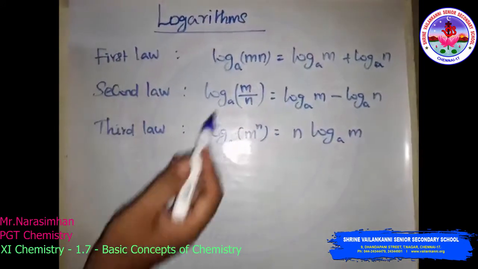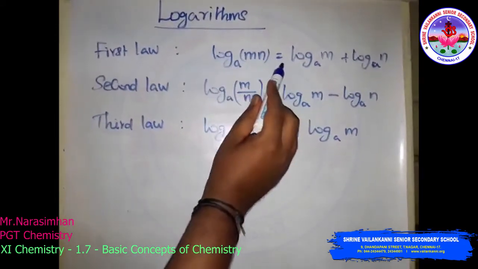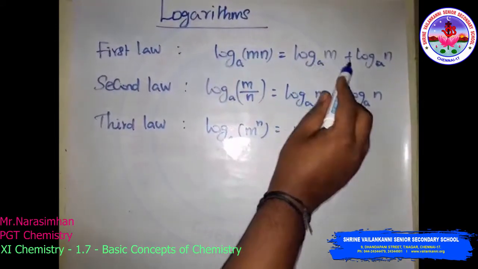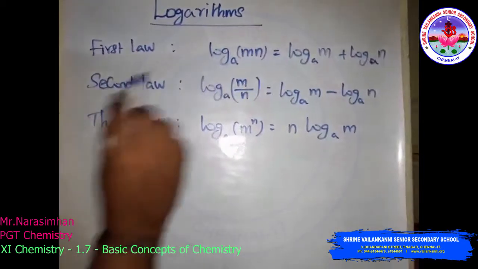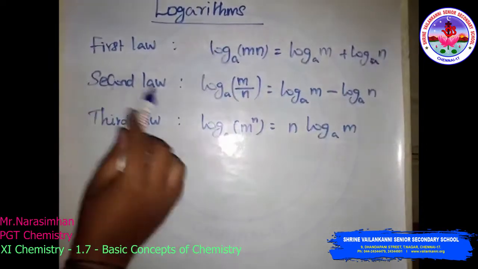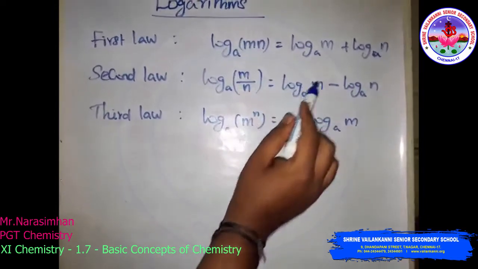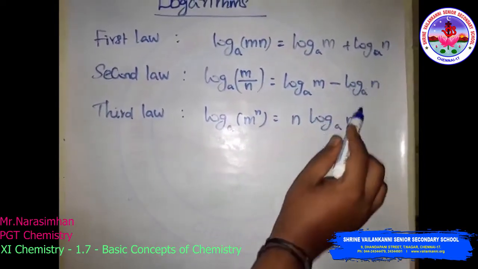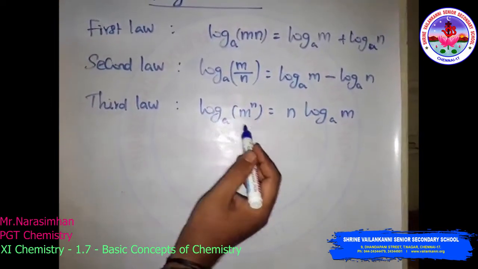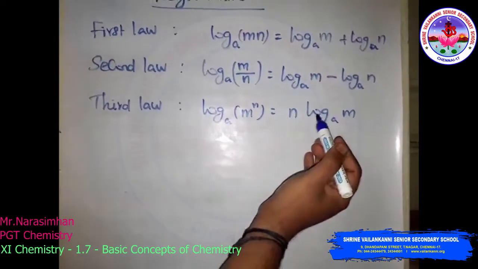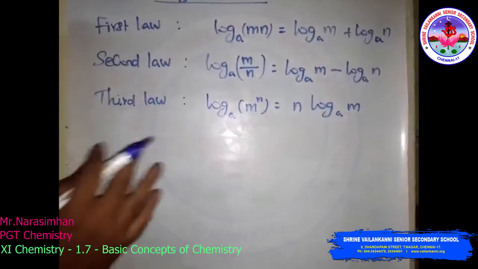Laws of logarithms. The first law is log mn to the base a is equal to log m to the base a plus log n to the base a. Then we can discuss the proof here. The second law: log of m by n to the base a is equal to log of m to the base a minus log of n to the base a. Then the third law: log of m power n to the base a is equal to n log m to the base a. So these are the basic laws of logarithms.